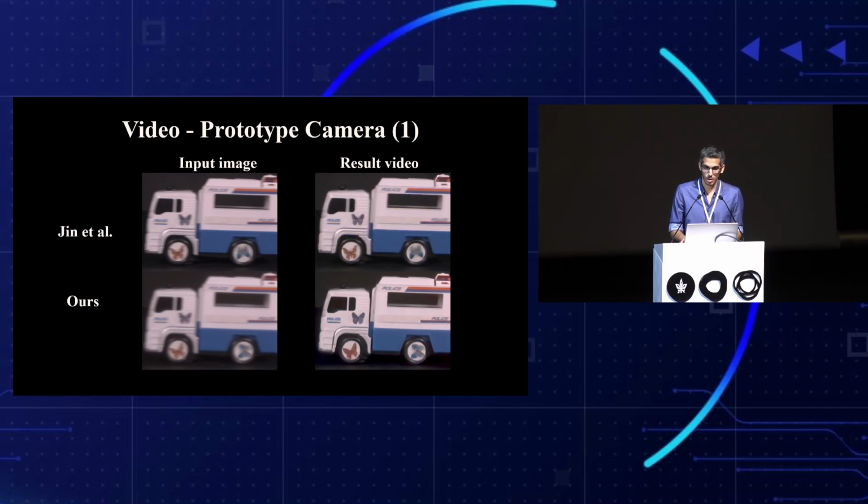Again, you can see on the top the conventional camera suffers from direction ambiguity, such that their video is in the reverse direction. Of course, the car is moving forward. And in our reconstruction, the direction is correct.